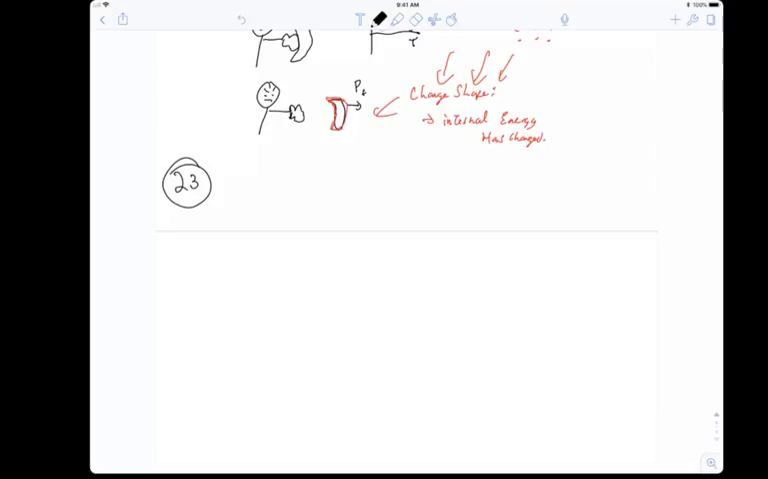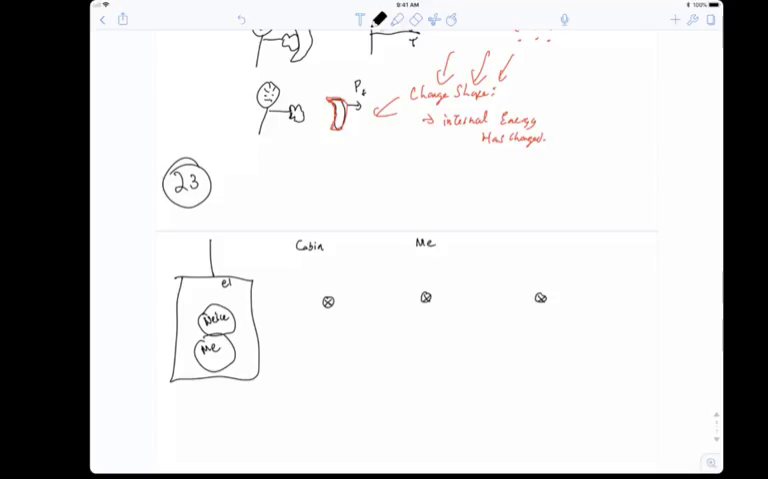Okay, yeah, this is fun. Got to draw a picture so you know what I'm talking about. This is me. This is my niece. This is the elevator. So the problem is asking us for 3 different free body diagrams: for the cabin, my niece, and me.